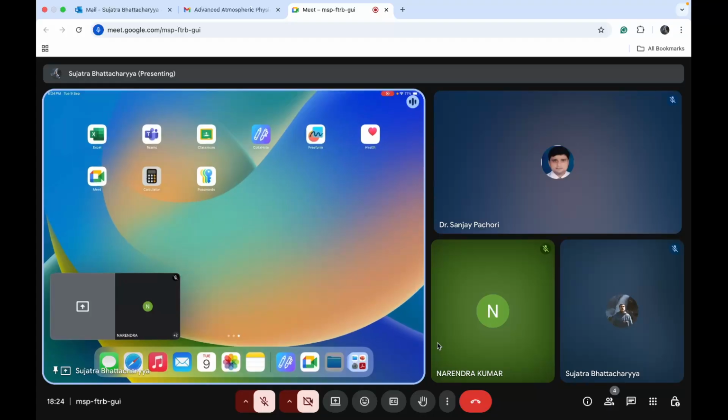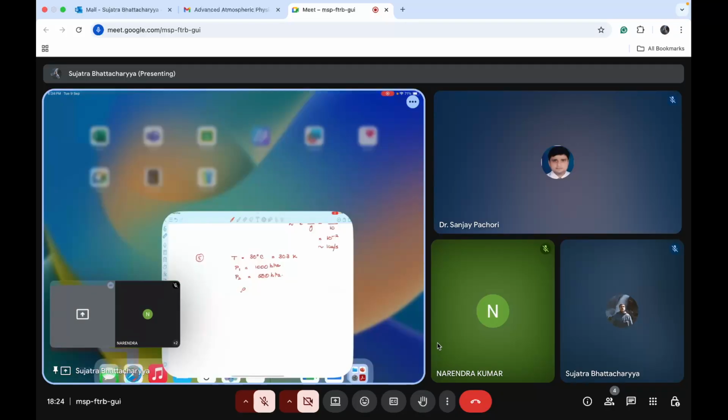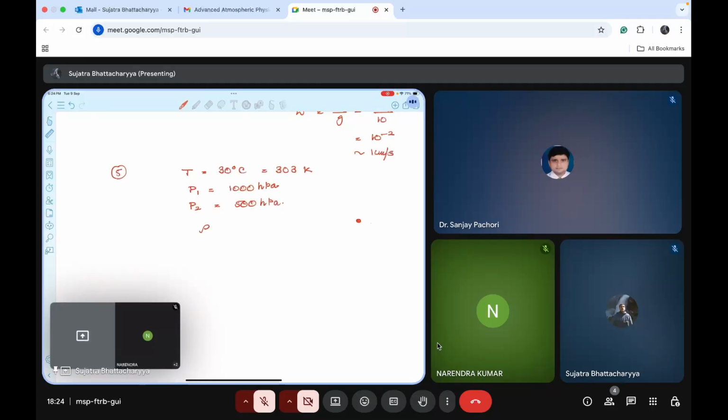So let's go to the question again. The parcel has a temperature at 1000 hectopascals and is lifted dry adiabatically. What is the density when it reaches 500? So a parcel is here, at 1000 hectopascals, almost near the surface. Its temperature T is 303 Kelvin. Now this parcel is lifted dry adiabatically to another level P2, which is equal to 500 hectopascals. Tell me what is the density variation, that is, what is the density rho 2 here? That is the simple question.